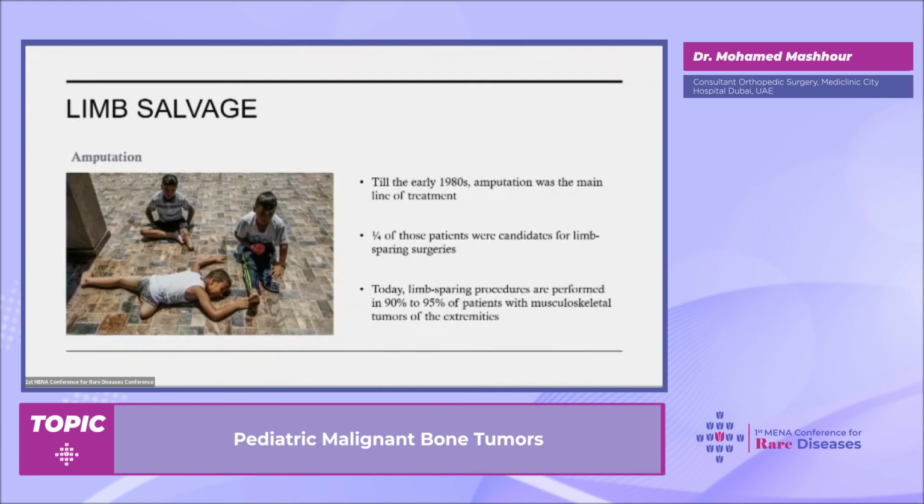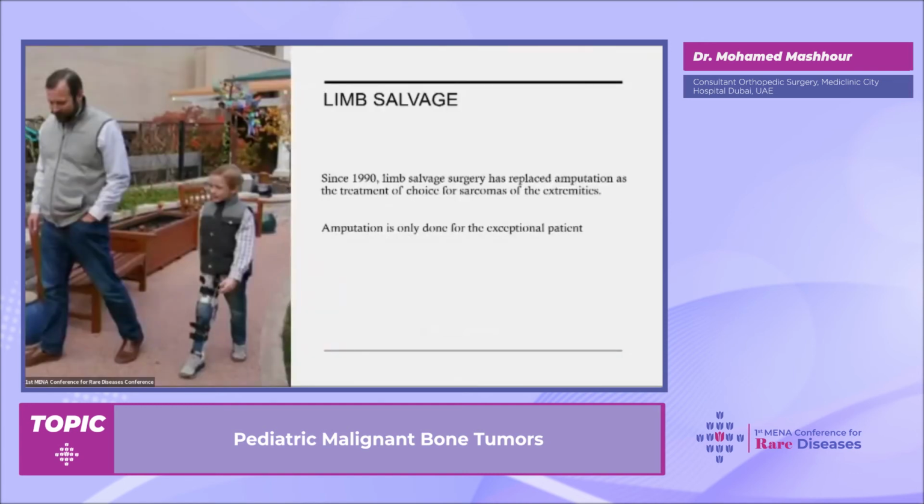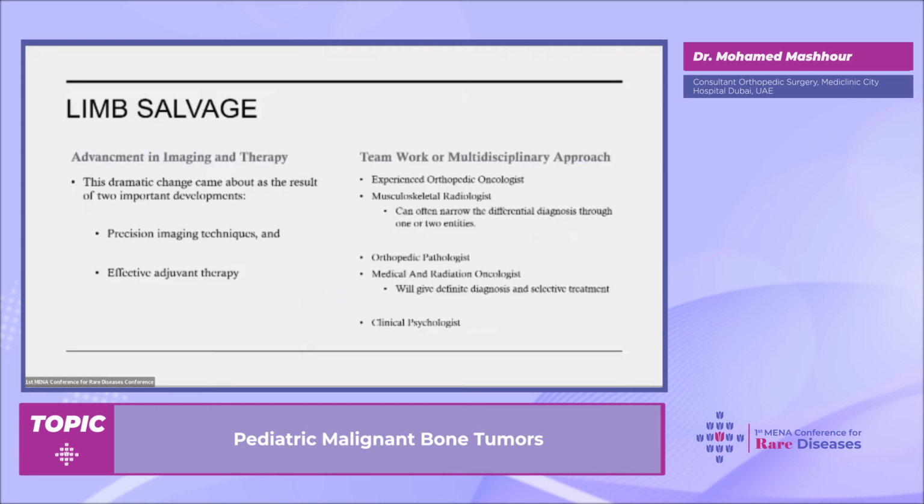In the early 90s, amputation was the solution, the only option. Then, only a quarter of these patients were candidates for limb salvage, and nowadays limb salvage is successful in 90 to 95%, luckily, thanks to science and advances in chemotherapeutic agents and surgical resection of tumors and limb salvage surgeries. It has replaced amputation, and sarcomas now are a treatable disease. We cannot see sarcomas as we saw them 30 or 40 years back. Amputation is only done for exceptional cases.